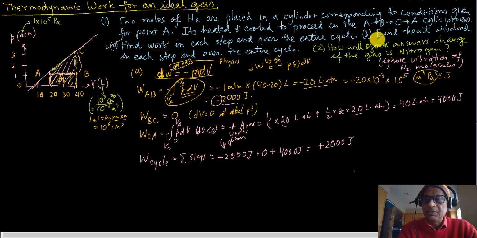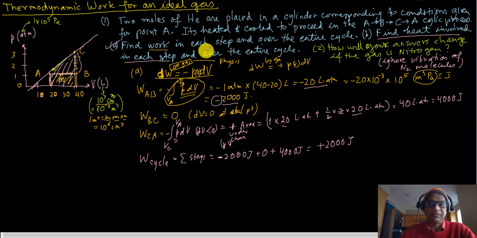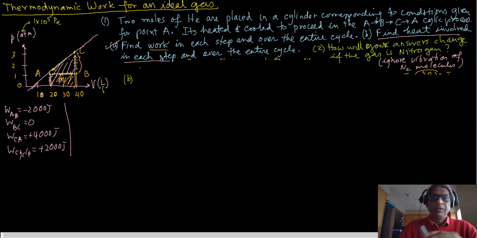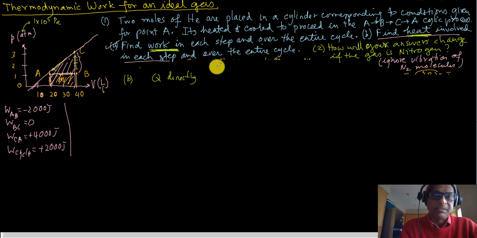To do B, find the heat involved in each step. Let's clean this up and talk about that next. If somebody asks you to find heat, and you already found the work, then you could do heat directly. Remember, Q directly has several formulas. Q is equal to m c dT, the temperature change. You can integrate that.